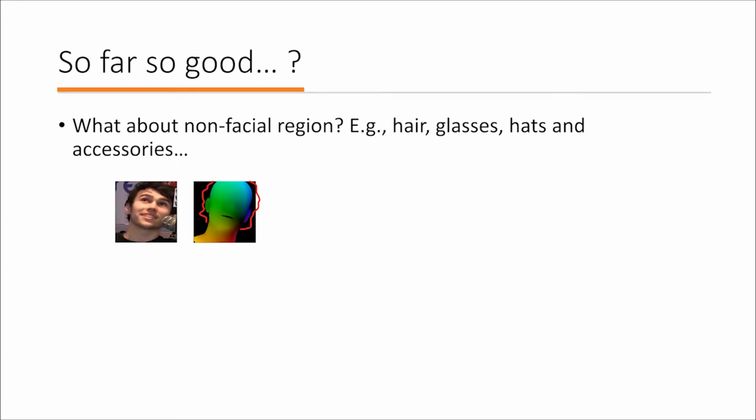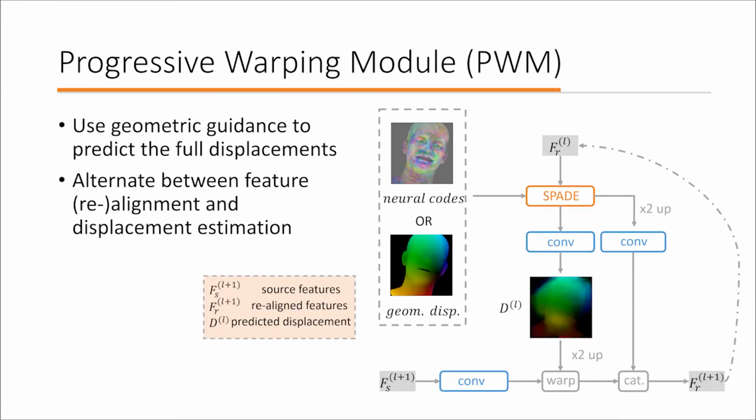So far so good. Actually, we have a problem. No matter geometric displacements or neural pose codes, both rely on the 3D face mesh. For regions not modeled by the 3D face mesh, there's no way we can achieve motion transfer. For example, hair, glasses, hats, and other accessories. Therefore, we need another module to predict the full displacements that can cover the whole head region and its surroundings. To that end, we propose the Progressive Warping Module, or PWM, to estimate the full displacement field. The PWM is a plug-in module in a decoder.